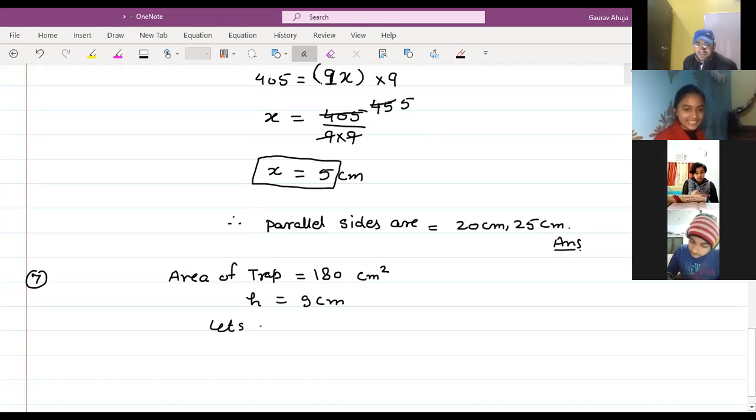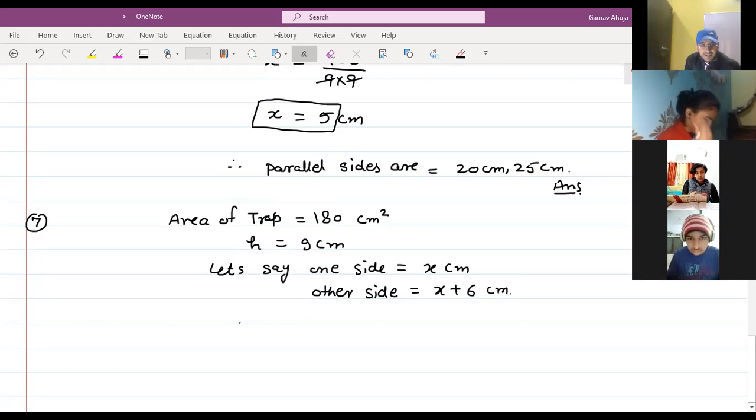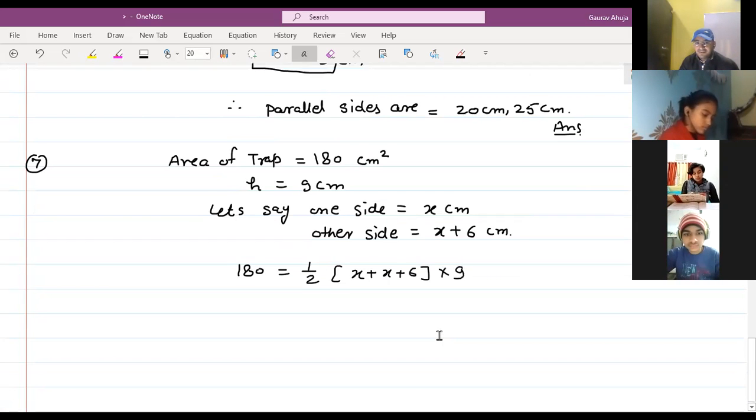us assume one parallel side is x centimeter, and the length of the other side is x plus 6. Am I right? Because the other side is 6 centimeter longer than the first side. Got it? Now, what will be the formula? Area of trapezium is equal to half the sum of parallel sides into height. Got it?